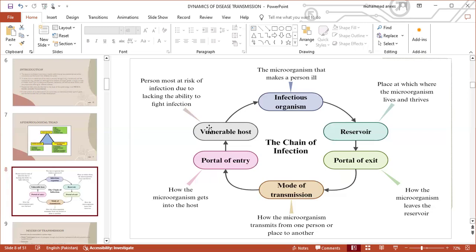A vulnerable host is that individual who is vulnerable to infection due to the lack of immunity, any age factor, health status, or any other factor. Public health interventions aim to interrupt this chain at any point. Strategies can include vaccination, sanitation, hygiene, and health education. So this model is crucial for developing effective disease prevention and control, and we will be studying reservoir, mode of transmission, and vulnerability of a host in detail in the next few slides.